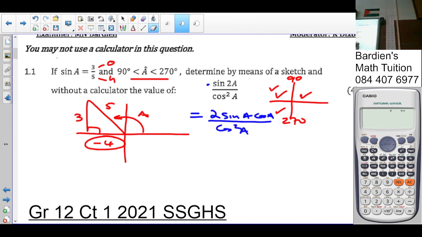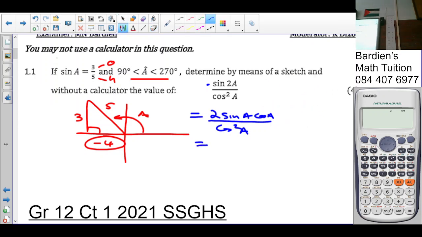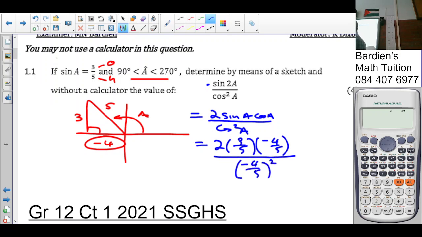Are you all okay with that? And then from there, you see that's one step of grade 12 work, the rest is grade 11. So I have 2 times sine, which is opposite over hypotenuse, 3 over 5, times cos, which is adjacent over hypotenuse, over cos squared, adjacent over hypotenuse squared. So what is this answer here, people? Let's put it in a calculator.